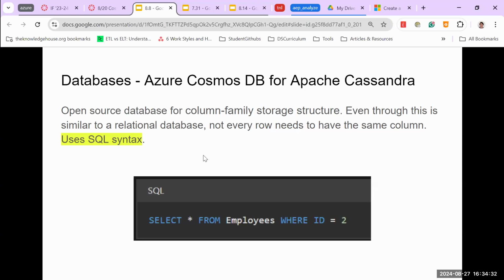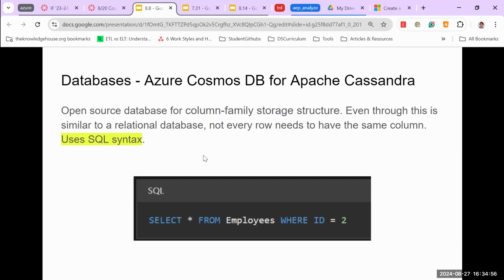So Apache Cassandra is an open source database for something called column family storage. Once again, this is quite similar to a relational database. However, not every row needs to have the same columns. And that might seem like an odd statement, but hopefully the illustration in the next slide will reveal what I mean. And the cool thing about this is that we actually use SQL syntax.